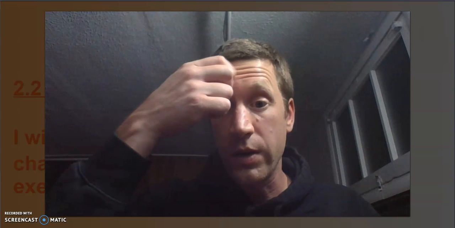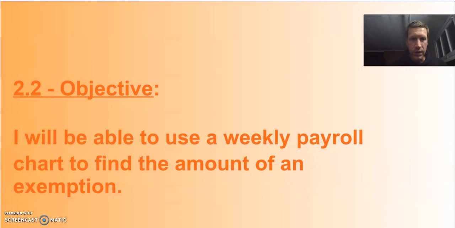This should be really quick. There's actually not really much math involved. We're just going to find some values on a table. So we'll get right to it. Today we're going to use a weekly payroll chart to find the amount of an exemption.